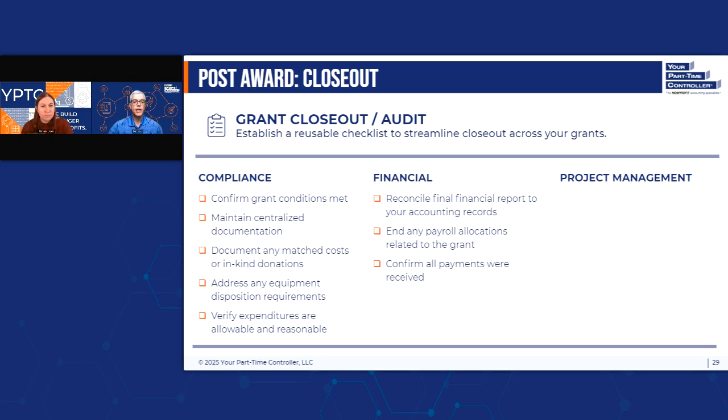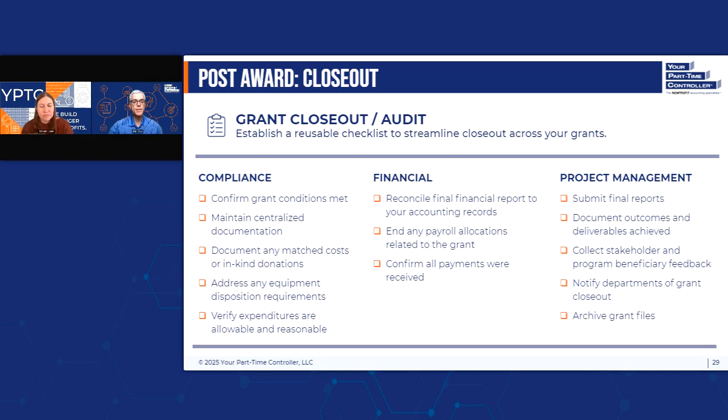In the financial bucket, you want to reconcile your final financial report with your accounting records to avoid surprises later. This also keeps you audit ready. You want to make sure your payroll department knows to end any payroll allocations tied to the grant and confirm that you've received all payments. Reach out to your grants officer for updates.